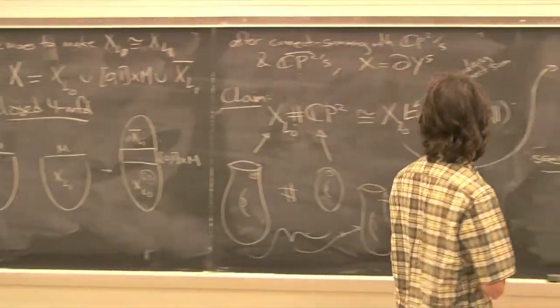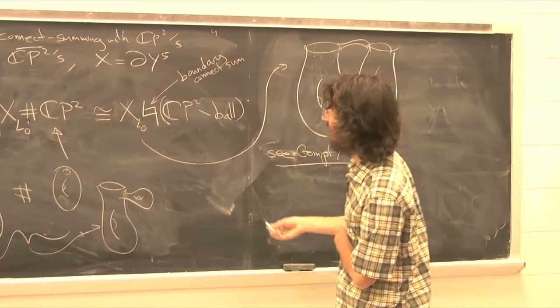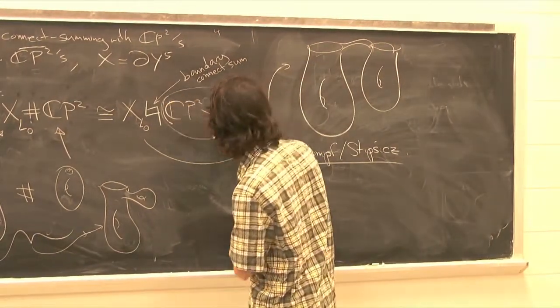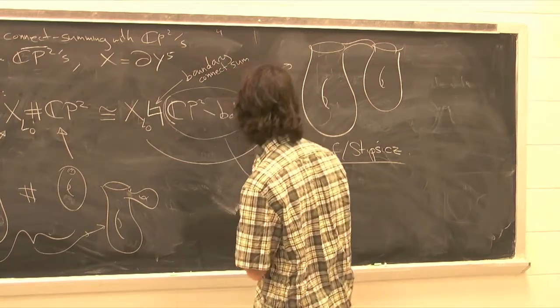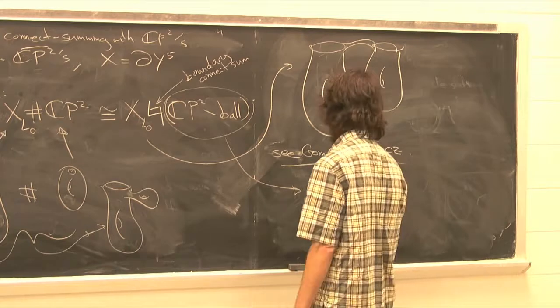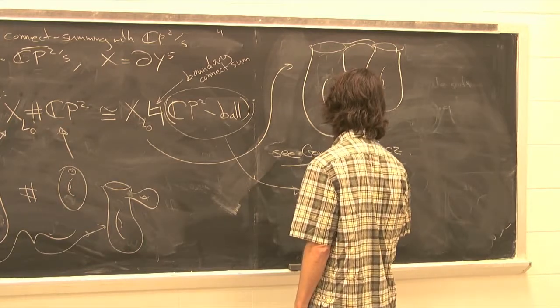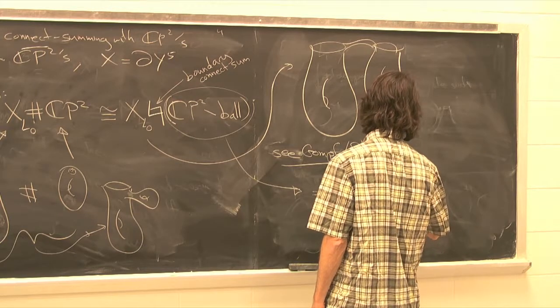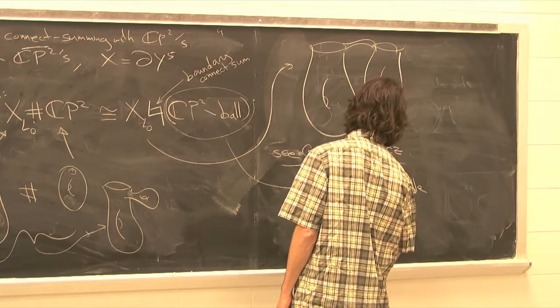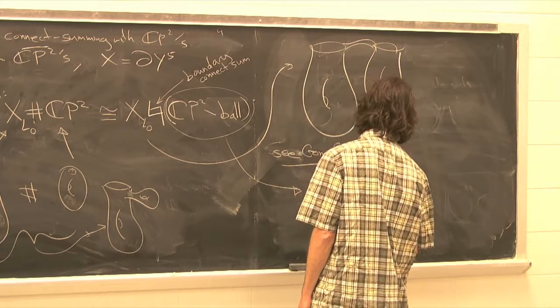And so now what I want to do is, we talked about it briefly before, but a link diagram for CP2 minus a ball is, this equals a 0-handle with a 2-handle, where the 2-handle is glued along just an unknot with framing plus one.